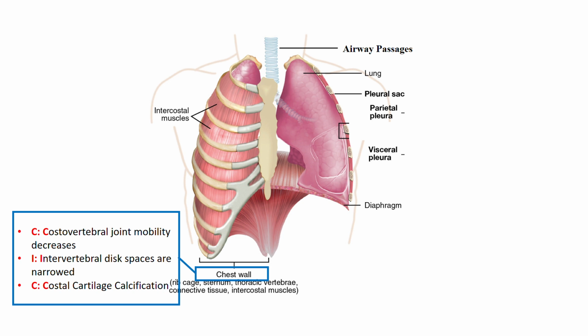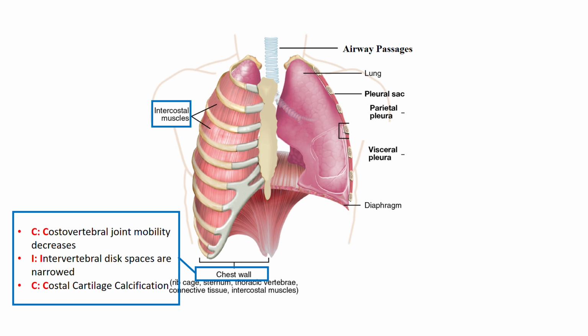And when talking about compliance, we have to highlight that there are two types of compliance. First of all, lung compliance, which means the change in volume relative to change in pressure, and thoracic compliance, which is the elasticity of the lung. Both of them will decrease based on these changes in the chest wall.